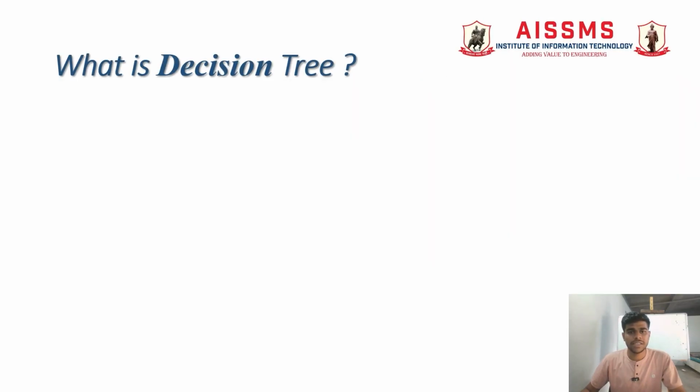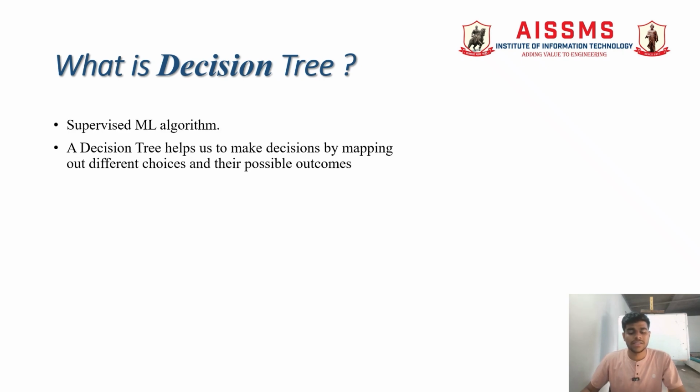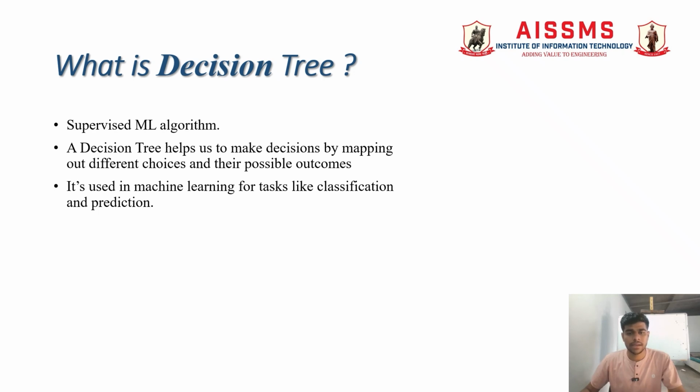Now let's see what is a decision tree. A decision tree is a supervised machine learning algorithm. It helps us make a decision by mapping out different choices and their possible outcomes, just like a flowchart. It is used in machine learning for tasks like classification and prediction.